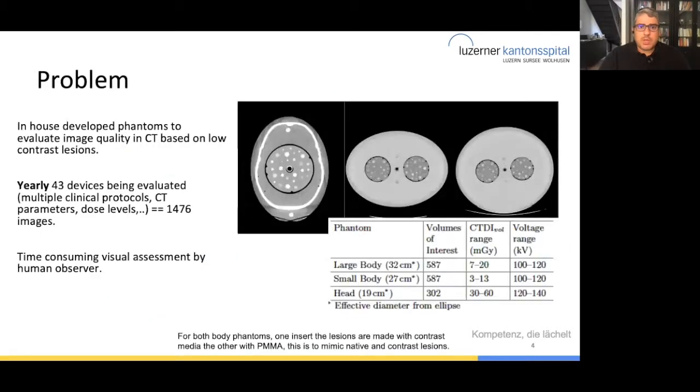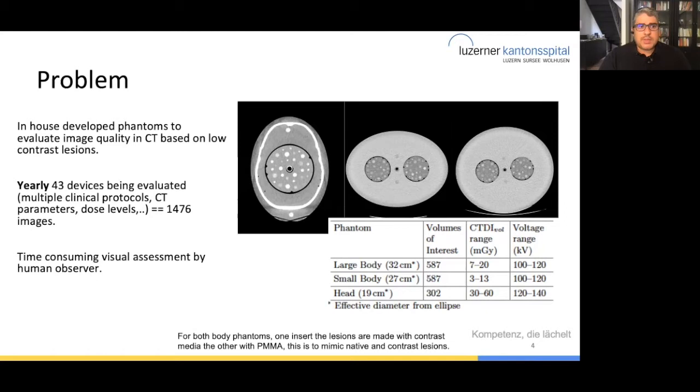So the problem that we have is that we've developed our in-house phantom to score image quality based on low contrast lesions. We have three anthropomorphic phantoms, a head and two body phantoms. The individual characteristics are described in the table. All phantoms have inlays with the lesions of different sizes and contrast. For the body phantom, there are two inlays, one with the lesions made of contrast media material, which is iodine, and the other made with PMMA, which is the same material as the phantom.